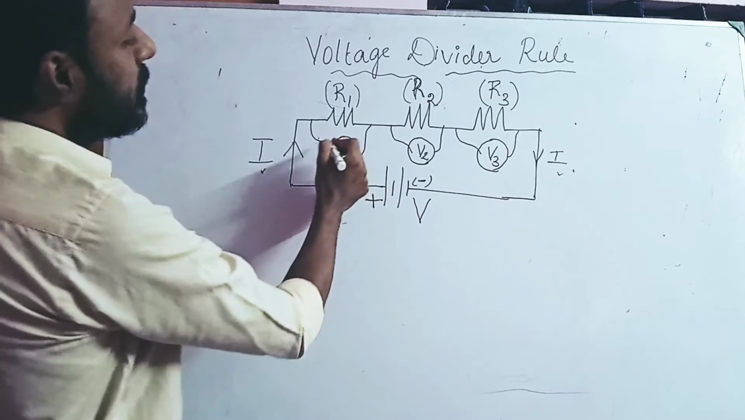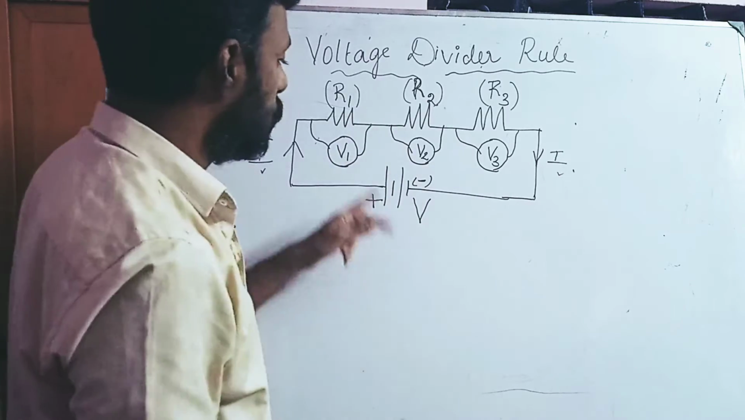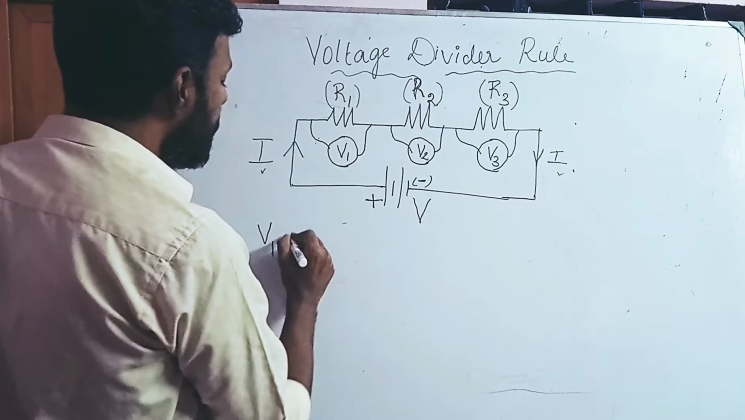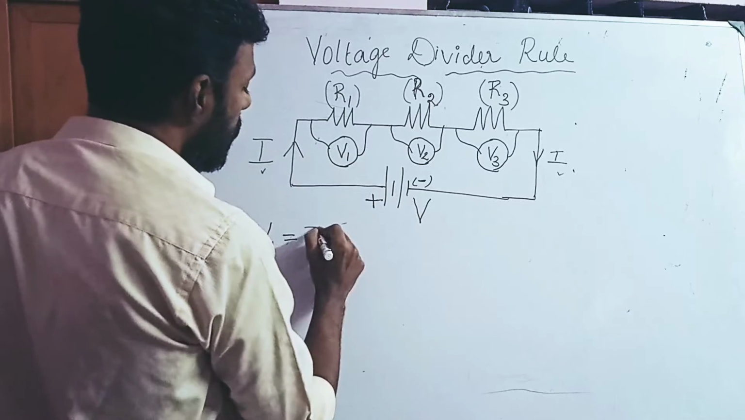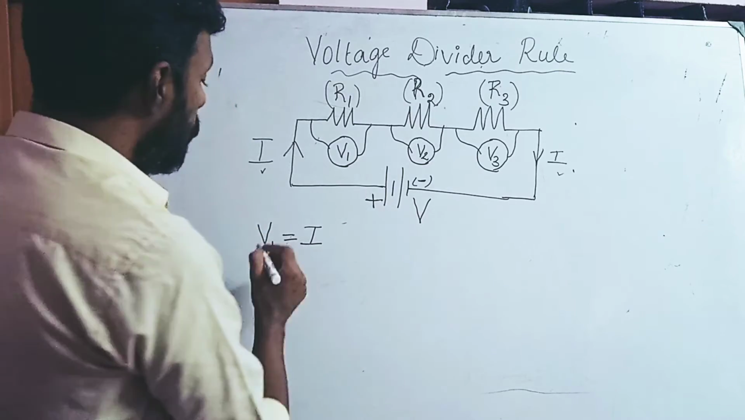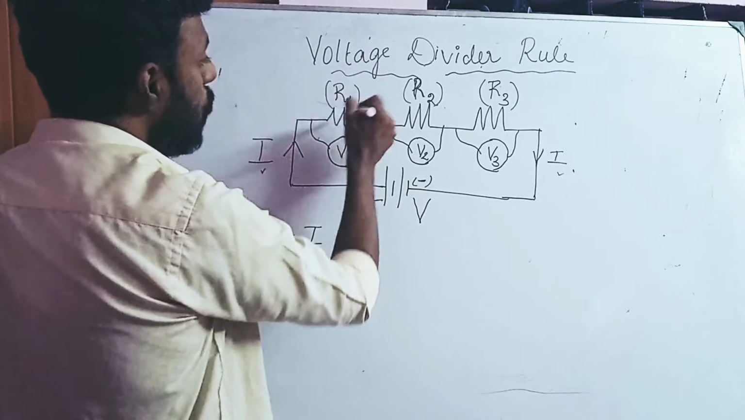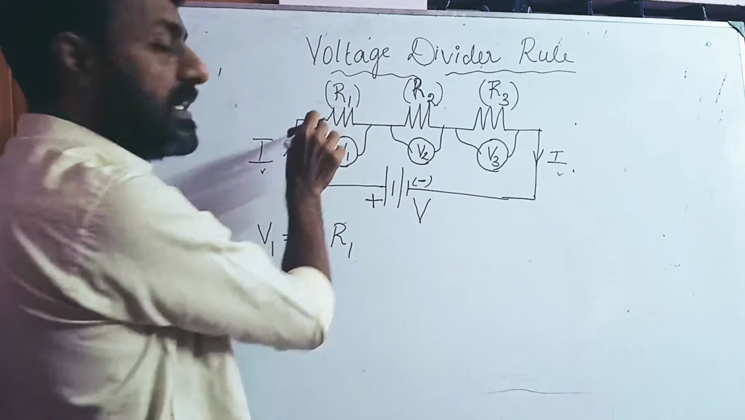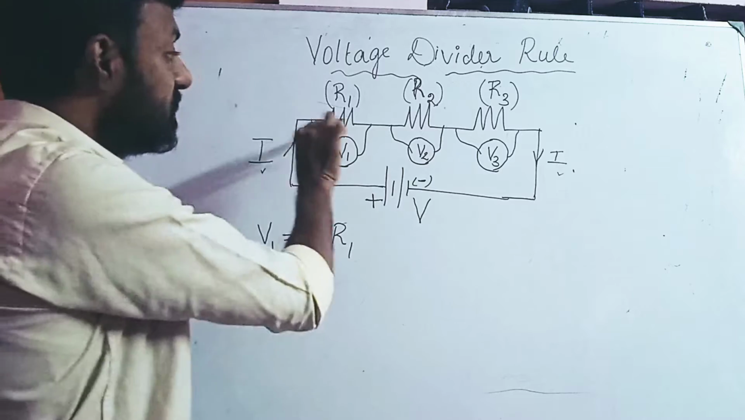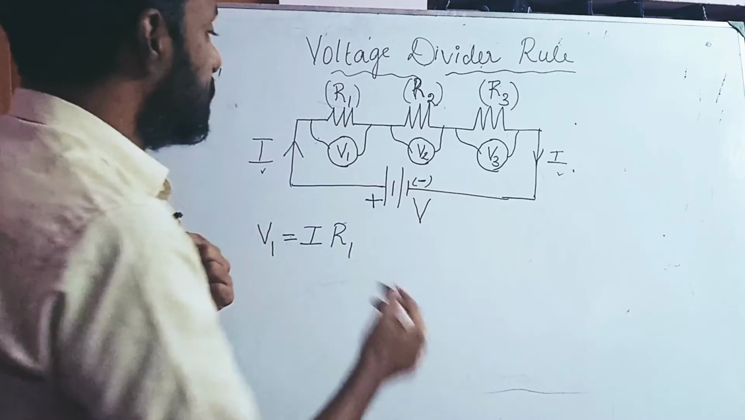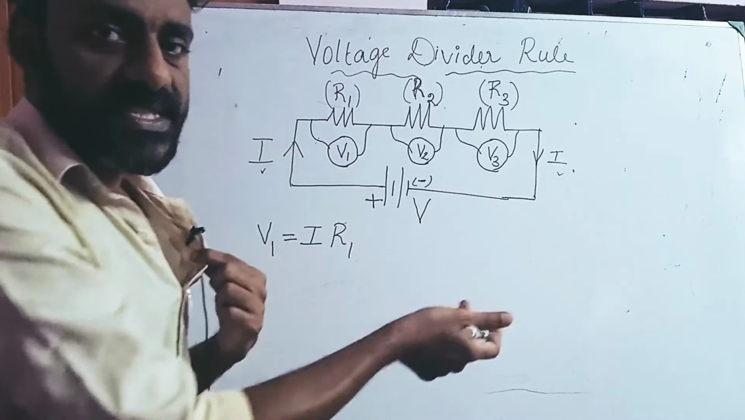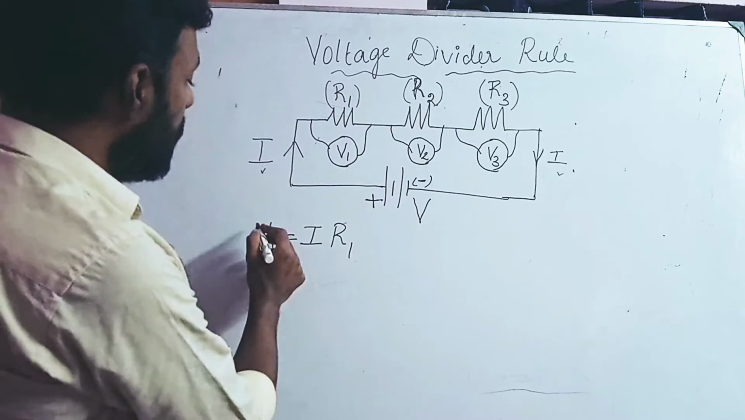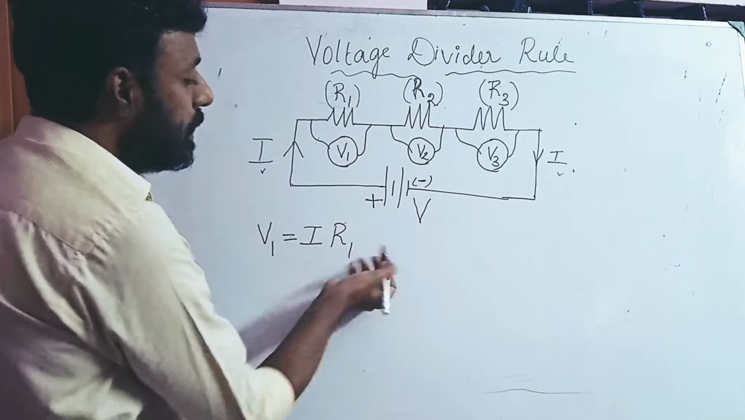Now I'm interested to find the value of V1. What is V1? As per Ohm's law, V1 is equal to I into R1. The current I passes through the resistance R1. When it passes through R1, by Ohm's law, the voltage is the product of current and resistance. So I is the current and R1 is the resistance. V1 is nothing but I into R1.